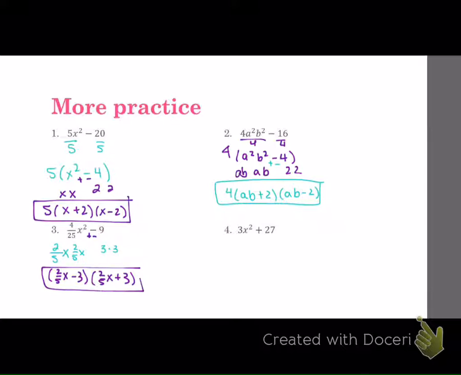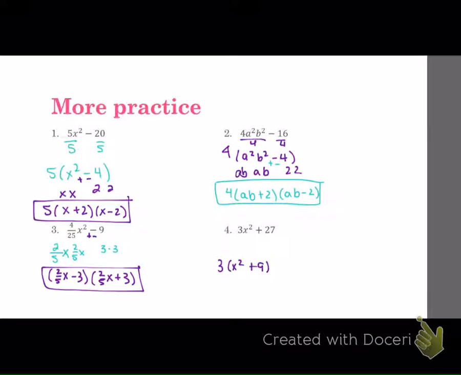Why? 2 times 2 is 4. 5 times 5 is 25. x times x is x squared. Okay? Yeah. Thank you. All right, what goes into this one?